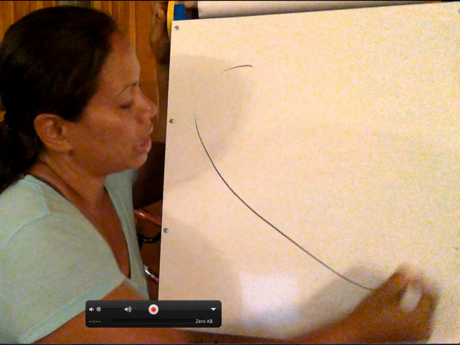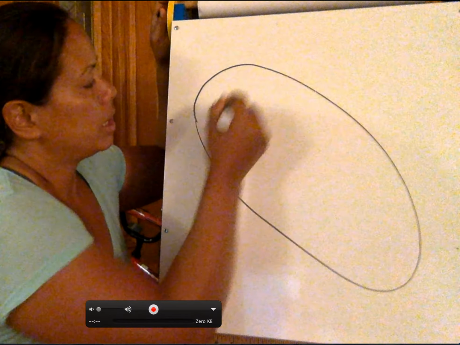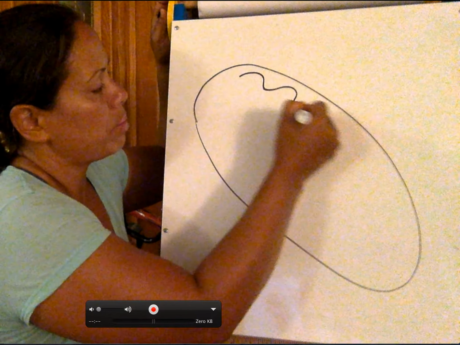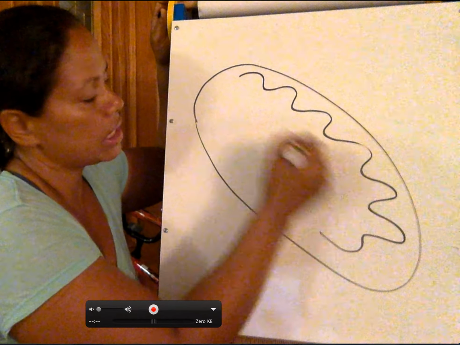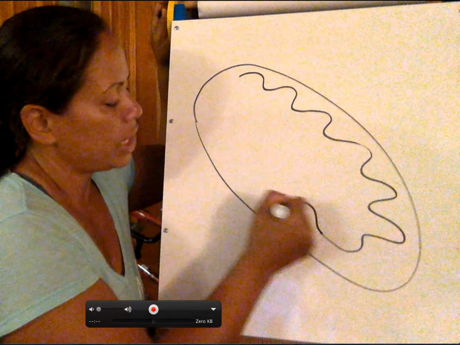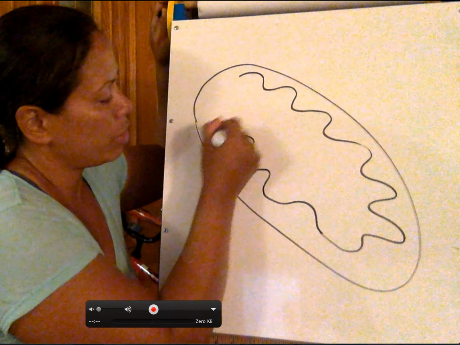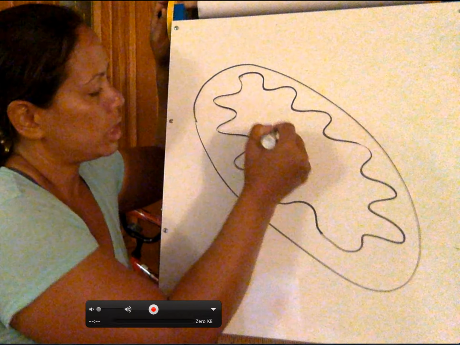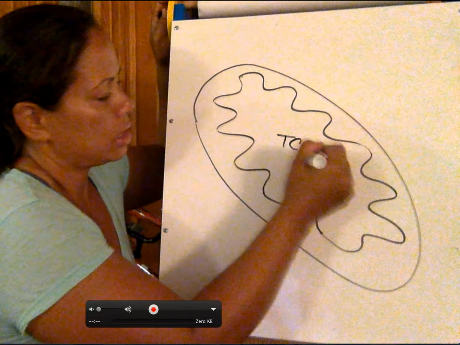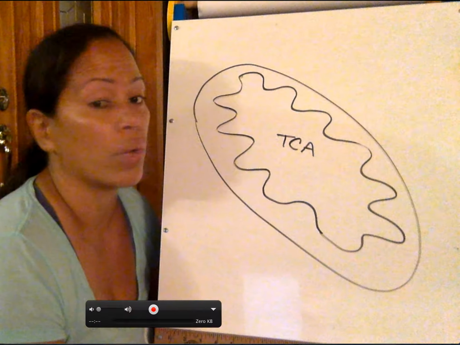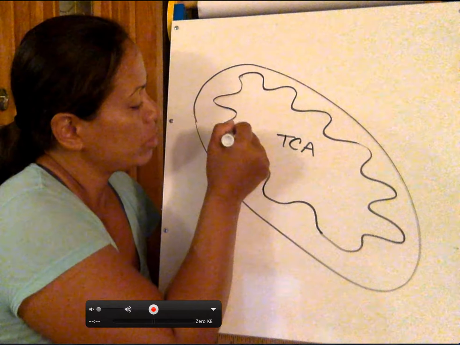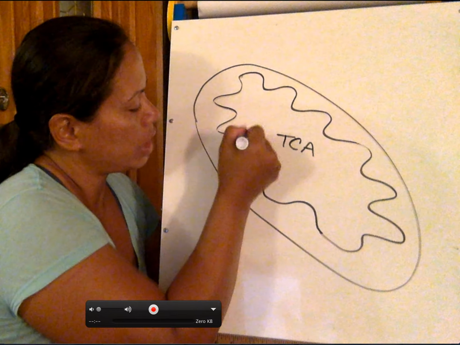Right? Let's say the mitochondria is set up like this. There is an inner membrane, right? Inside of here is what we call the matrix. The matrix is where you have the TCA cycle. Now the TCA cycle will generate FADH2 and NADH, and what is their job? Is to carry it to the electron transport chain.